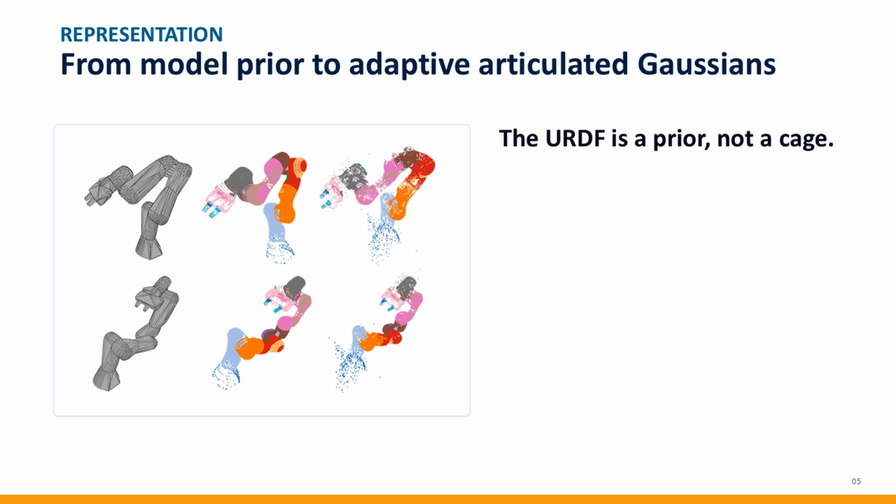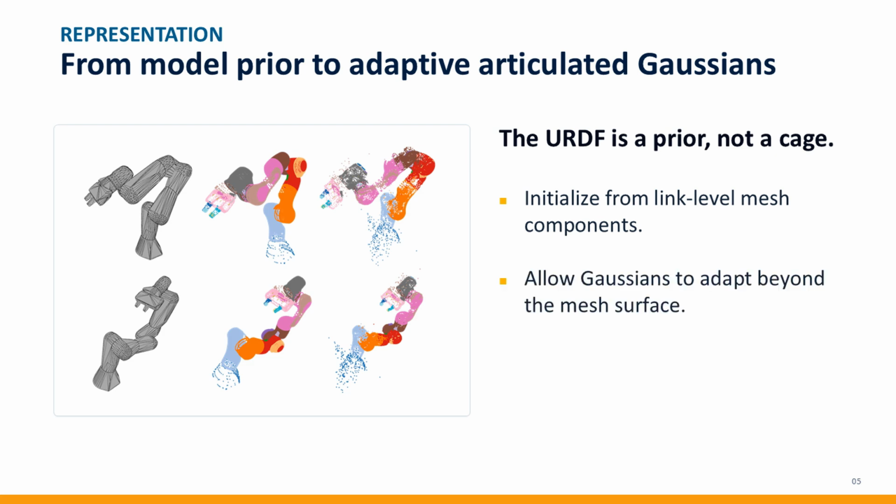The URDF mesh gives us a useful prior, but it is not treated as a rigid cage. We initialize Gaussians from link-level mesh components, then allow them to adapt beyond the mesh surface so sensors, mounts, and other real-world deviations can be reconstructed while keeping motion-consistent labels.